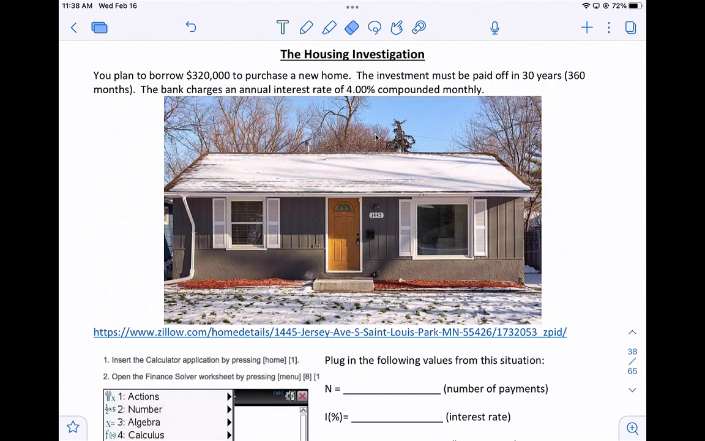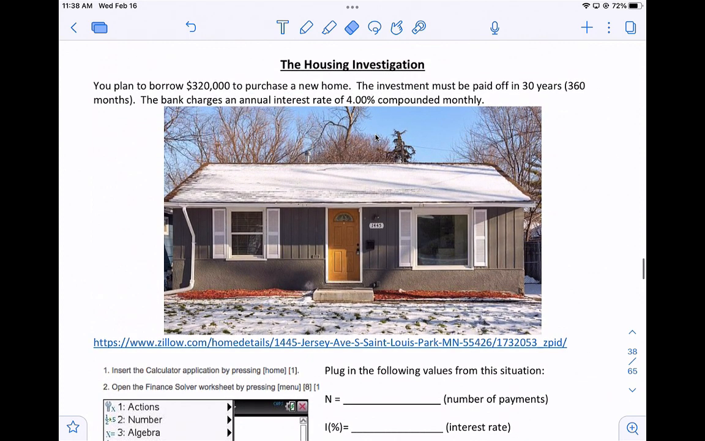I'll click on the link, we'll take a look at it. But here's an average house in St. Louis Park, and $320,000 is about a median house price in St. Louis Park. It might be higher now with the housing market. But let's figure out, all right, could we afford this house? How much is a monthly payment? What kind of job would we have to have?